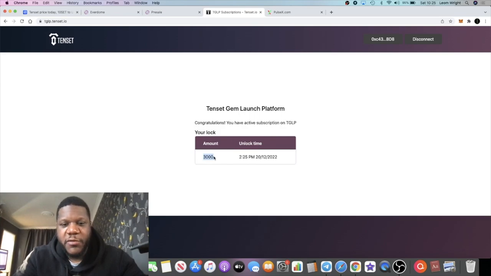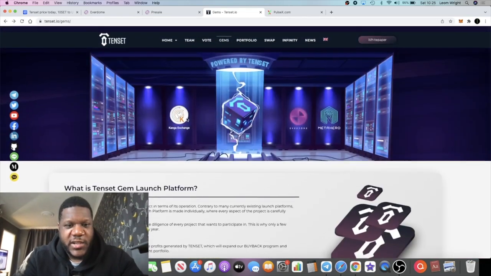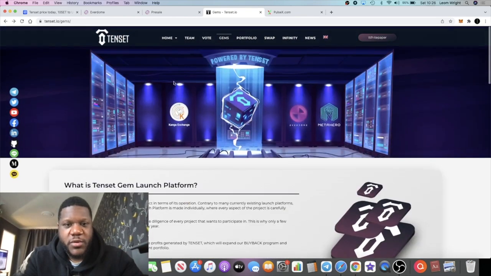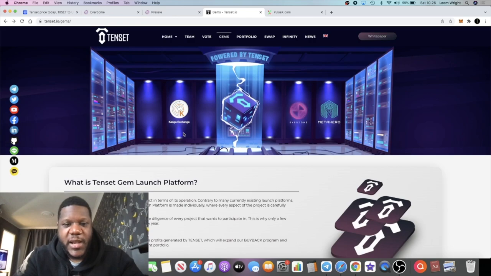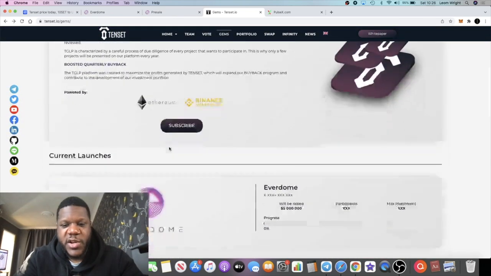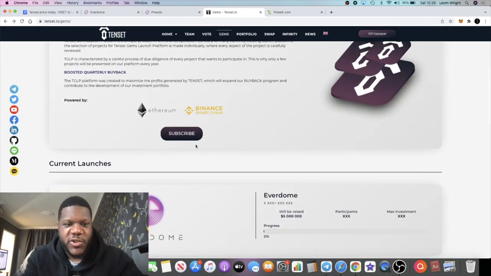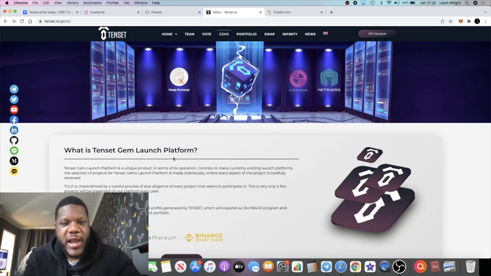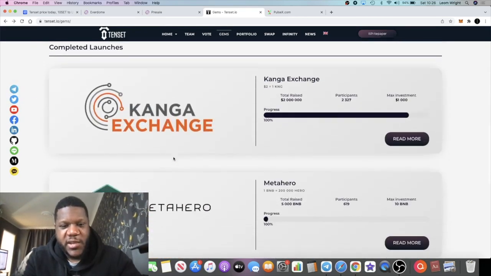So as you can see, I put in 3,000 tokens. When you come to this page, it will tell you exactly how much you need to put in. So basically, if you come to the Tenset website and click subscribe, go to gems and then go to subscribe, it will tell you exactly how much you need to subscribe. You will be locked in for 12 months, but when they launch more IDOs through the Tenset platform, you'll be able to participate in those too.